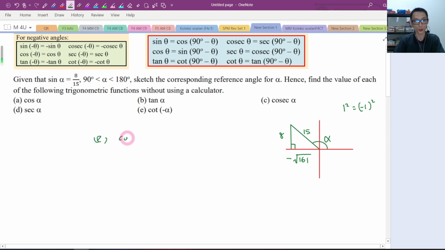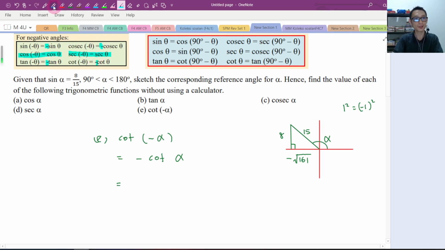Now, let's go to this one, cotangent negative alpha. I don't have negative alpha, I only have alpha, but it's okay. We can change this negative alpha to alpha. For cotangent, change the angle to a positive angle, and don't forget to add a negative sign in front of it. If this is cosine or secant, we just change it to a positive angle. We don't have to add a negative sign. So be careful. Let me repeat again. For cosine and secant, we don't have to add a negative sign in front of it. For the rest, we need to add a negative sign in front of it.